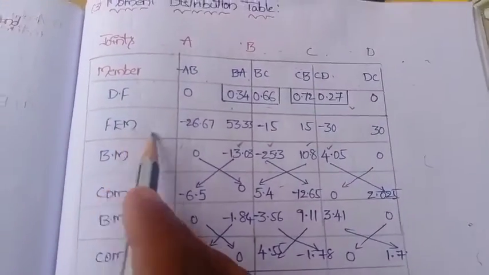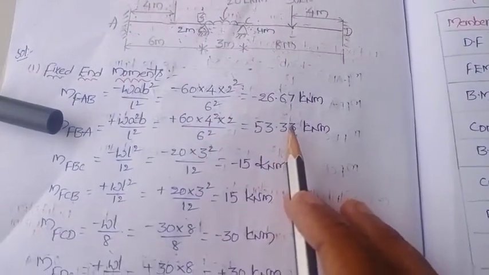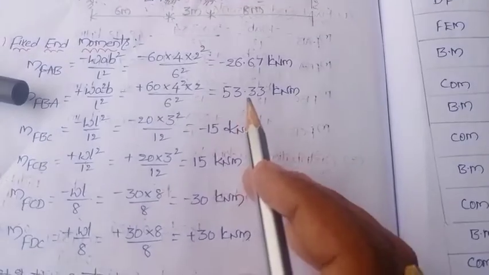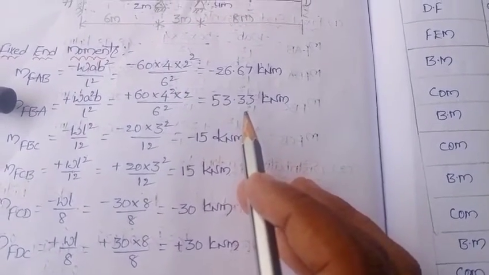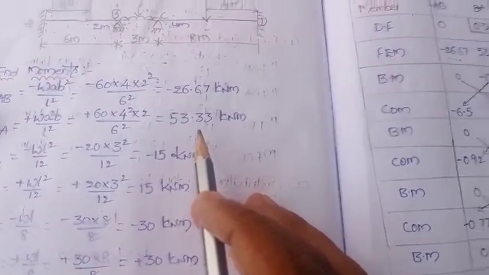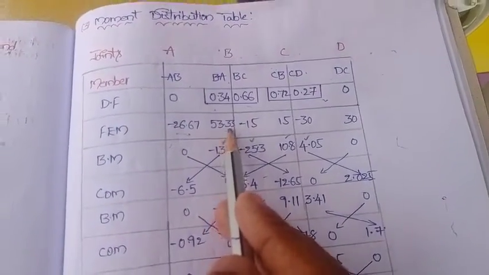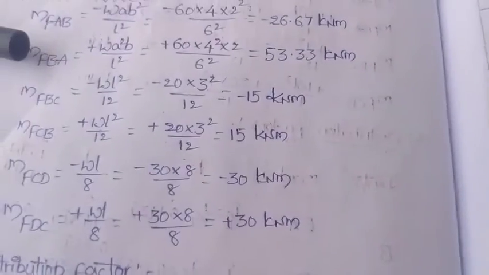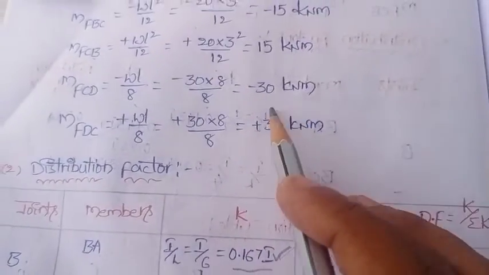So next, fixed end moments. The fixed end moment for AB is minus 26.67. Next, the fixed end moment for BA, MFBA, is 53.33. Next, MFBC, fixed end moment for BC, minus 15. Fixed end moment for CB plus 15. Next, fixed end moment for CD minus 30. Fixed end moment for DC plus 30.